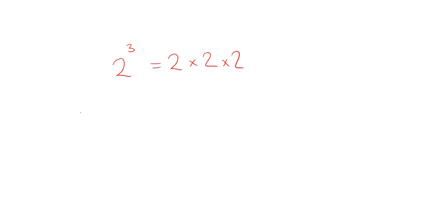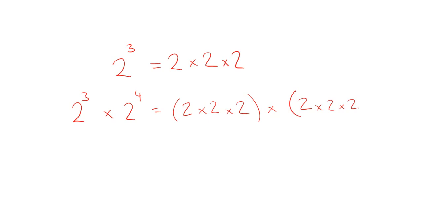So if I wanted to do 2 cubed multiplied by 2 to the power of 4, for example, then what I've really got here is 2 times 2 times 2, there's my 2 cubed, multiplied by 2 times 2 times 2 times 2, there's my 2 to the 4. Of course, when I'm multiplying, these brackets don't really make a difference, so let's get rid of them. What I've really got here is 7 2's, so that is going to be 2 to the 7.